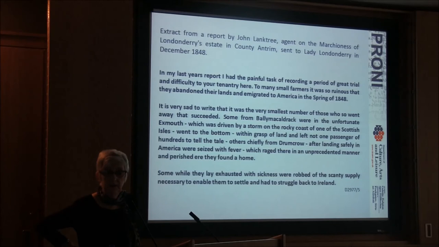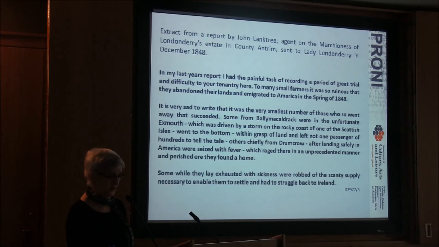Others, chiefly from Drumcrow, after landing safely in America, were seized with a fever, which raged there in an unprecedented manner, and perished ere they found a home. Some, while they lay exhausted with sickness, were robbed of the scanty supply necessary to enable them to settle and had to struggle back to Ireland. So you can see that the migratory trail was not always a good one for an awful lot of people. And these are very rarely counted in the statistics. So you are missing people from them.